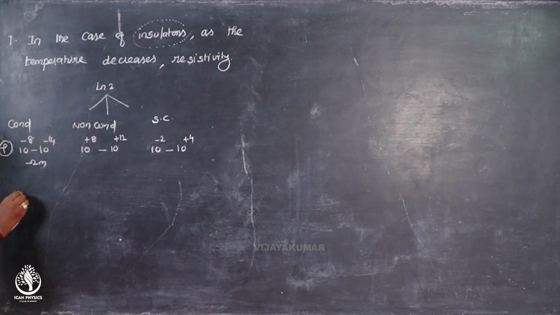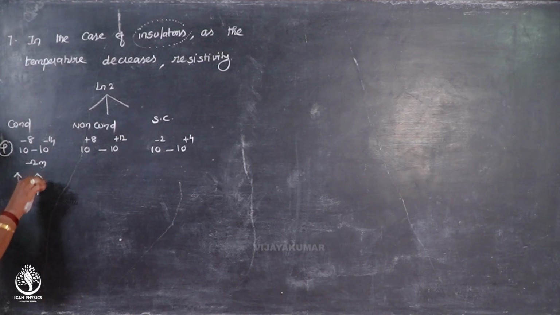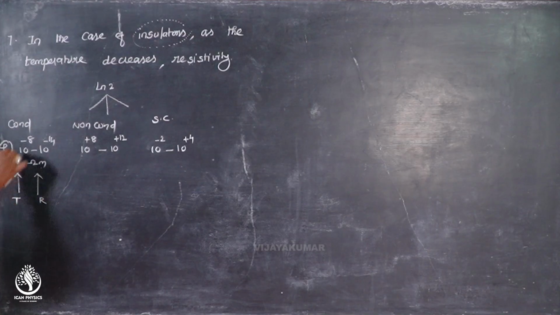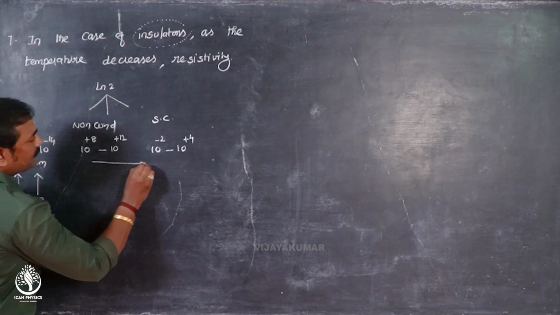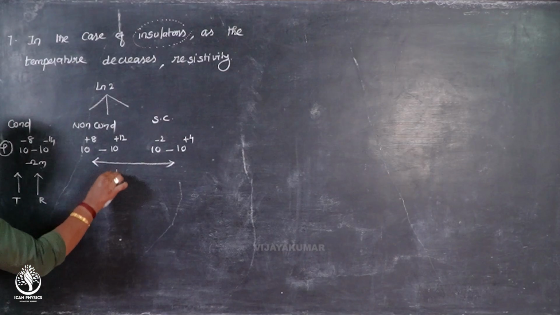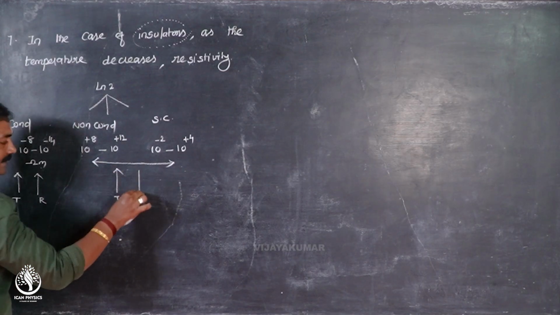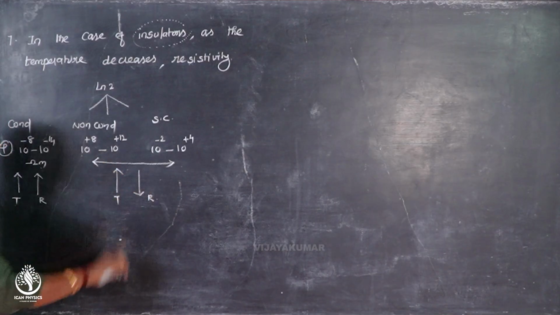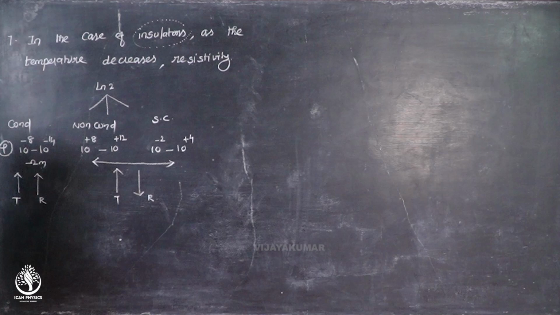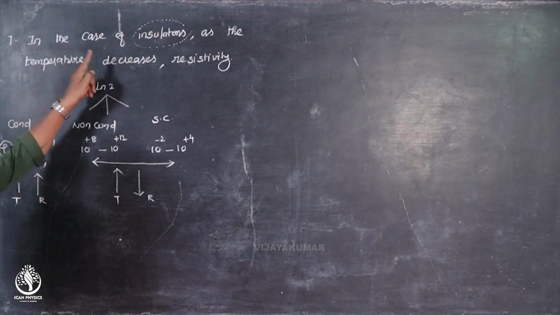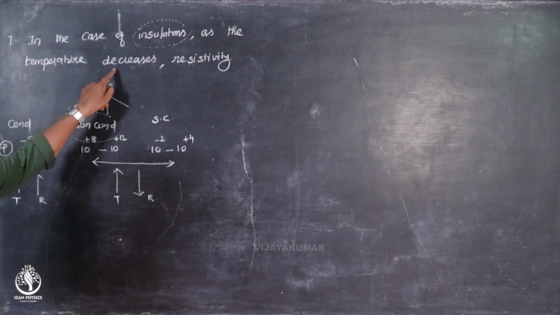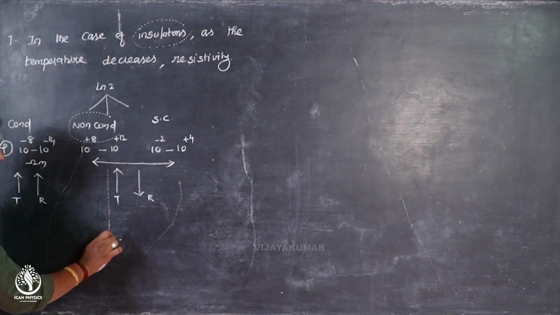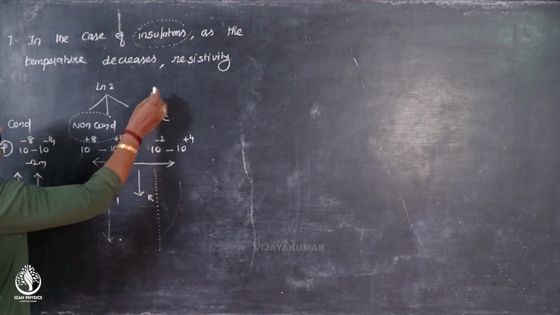Here, when the temperature increases, then the resistance R also increases. For the conductors, when the temperature increases, the resistance also increases. For non-conductors and semiconductors, when the temperature increases, then the resistance decreases. In the case of insulators, the non-conductors are otherwise called the insulators, when the temperature decreases, automatically the resistance increases.